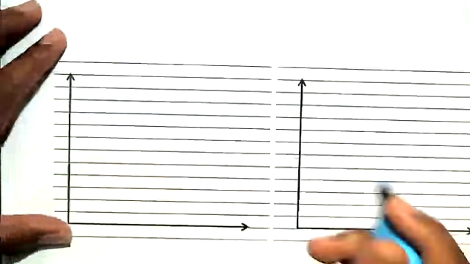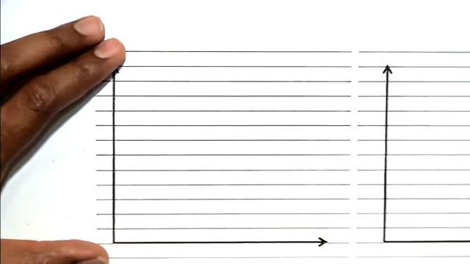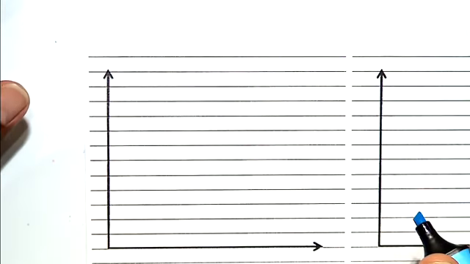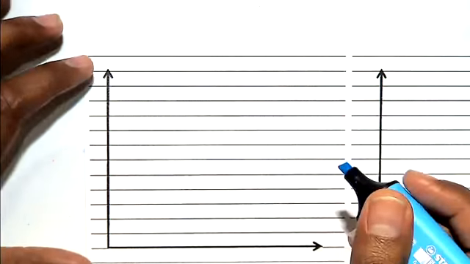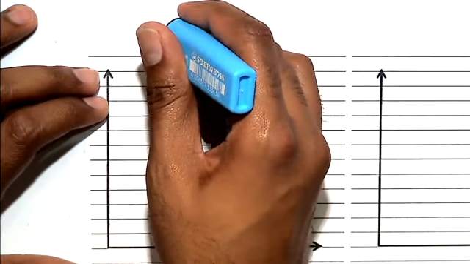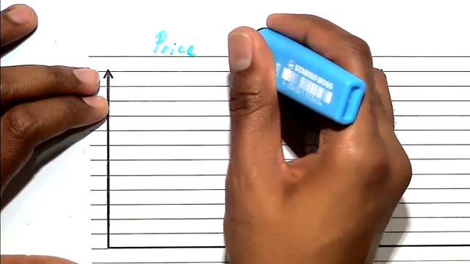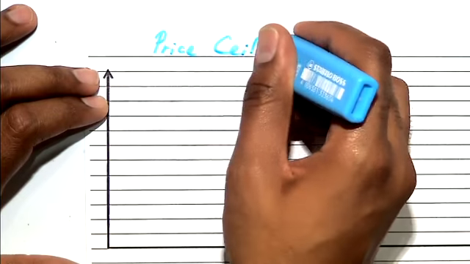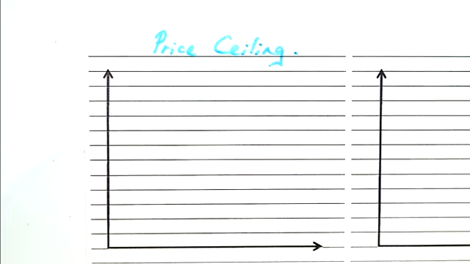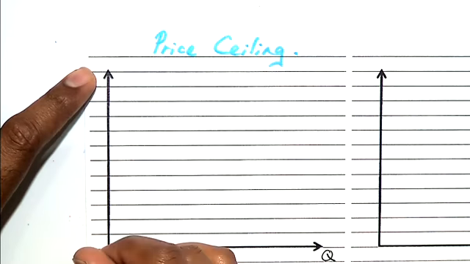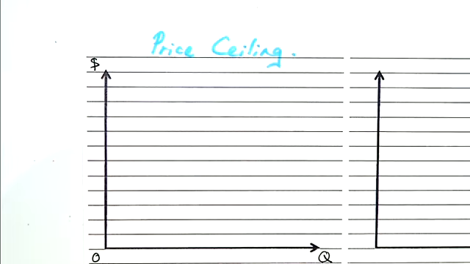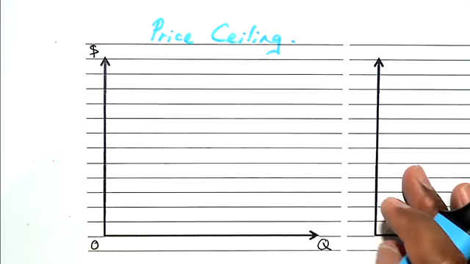So we're looking at different government actions in markets. We'll do price ceiling and price floor really quickly because they're not that difficult. What is a price ceiling? A price ceiling is a legal maximum price. Usually, what would the intention of a price ceiling be?